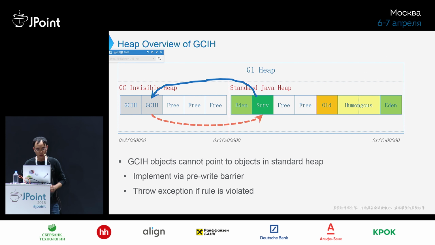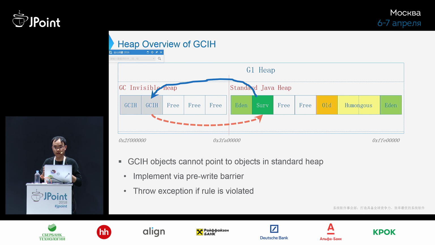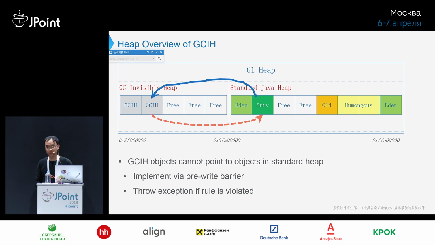Here is a very high-level overview of the GCH. You can just look at this heap structure. We just allocate a GCH heap region alongside the standard Java heap. Actually, you could have some reference from the standard Java heap to the GCH heap region. It's okay. But on the other side, it is illegal for you to have a reference from GCH to the standard Java heap. Why do we need to do this?